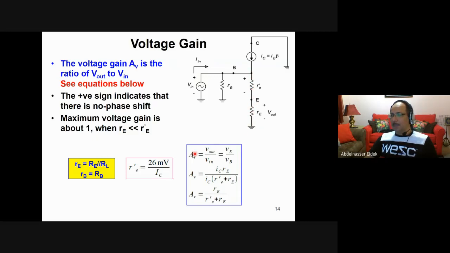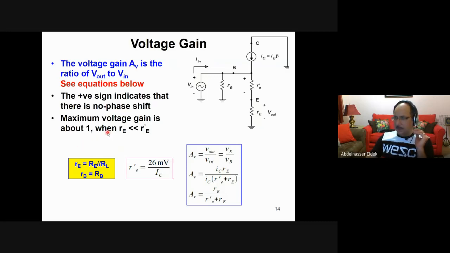So here again, AV equals Vout over Vin, so it is VE over this VB. The voltage Vout equals IE times little re, and VB equals IE times re prime plus re. Then you can cancel IE with IE. That will be re over re prime plus re. And re prime, you know how to find it, and so on.